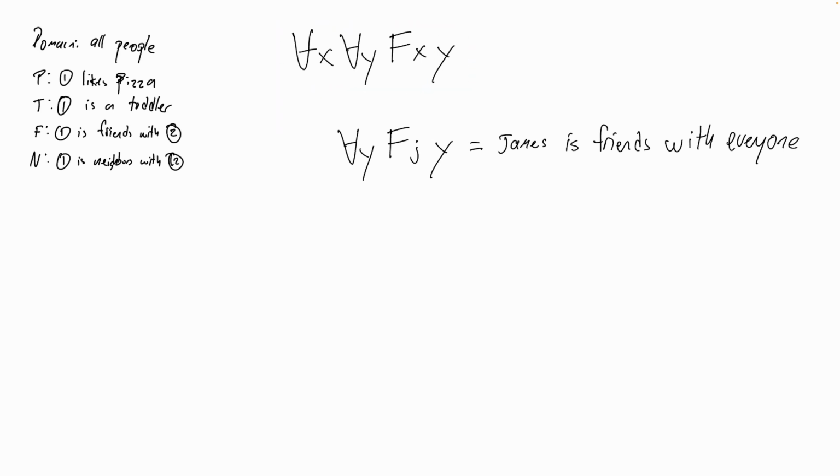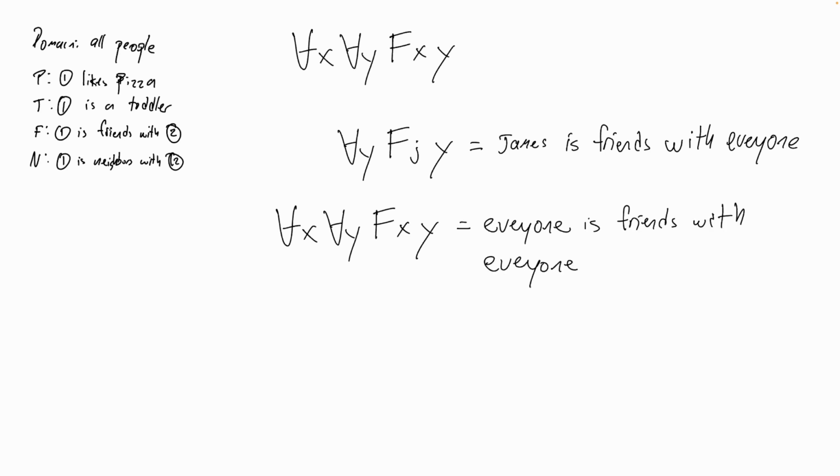Now, for all x, for all y, fxy just takes what that previous formula says about James, which is that he is friends with everyone, and says that everyone is like that. So for all x, for all y, fxy says that everyone is friends with everyone.